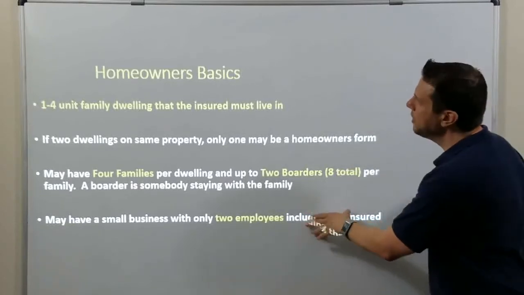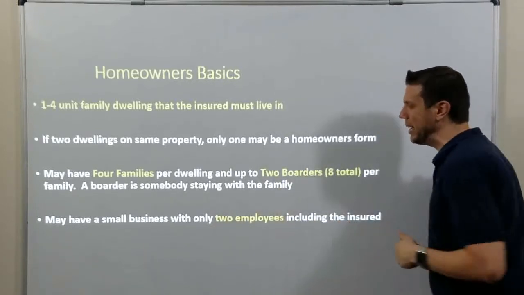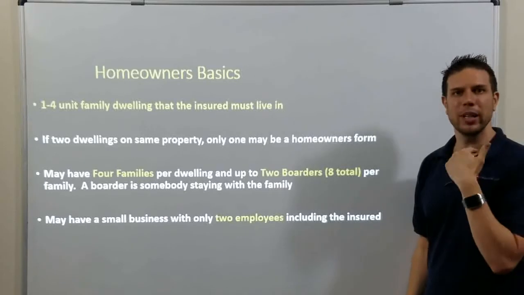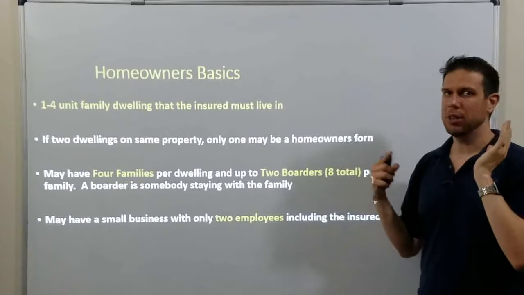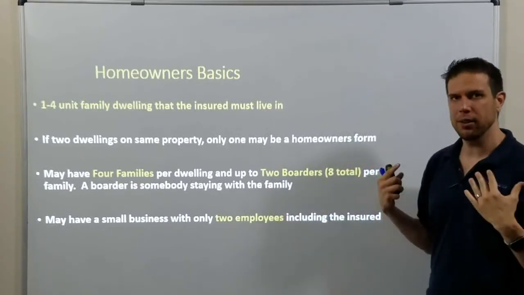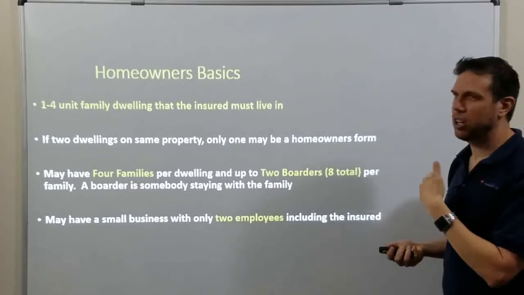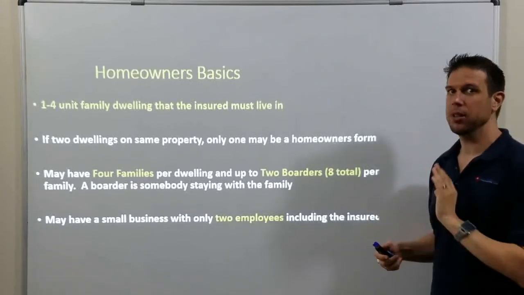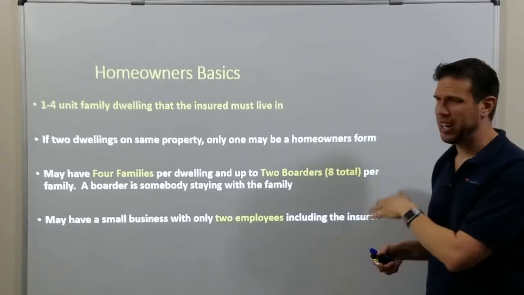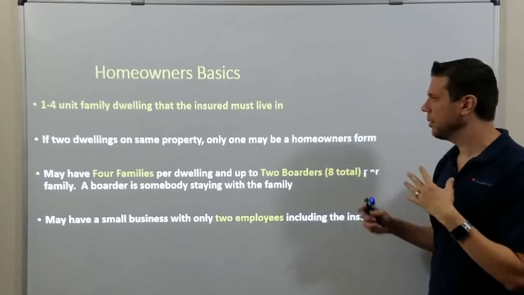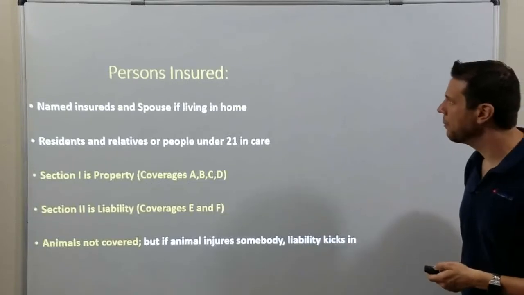You can have a small business and a homeowner's policy, but you can only have 2 employees and you're one of the employees. So like if you have a barber shop out of your house, you can really only have one other person other than you running the barber shop. But it has to be a small business. If it's like an auto repair shop, that's a garage keeper. That goes into different insurance. We're talking insurance office, hairdresser, nail salon, something small out of your house. You can only have 2 employees, 1 including you.